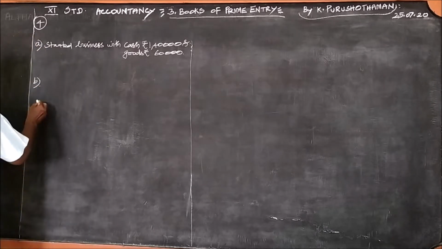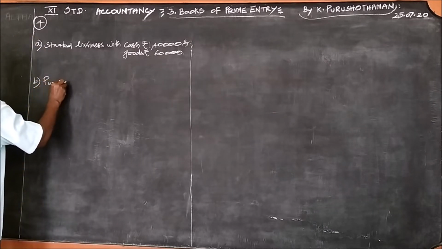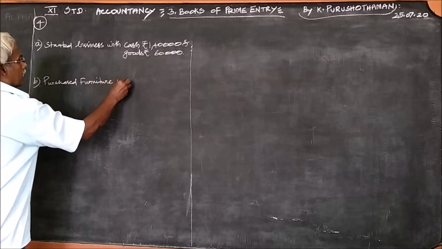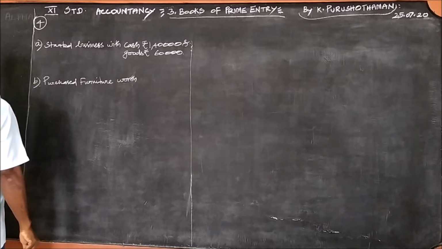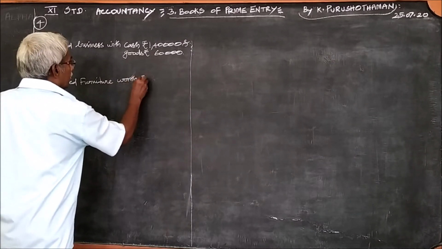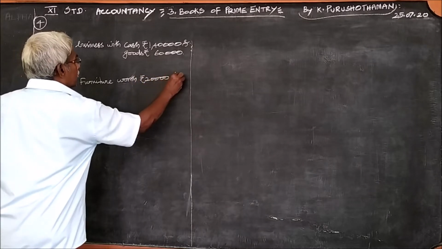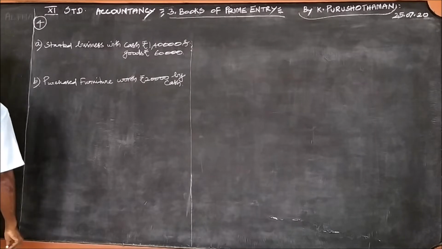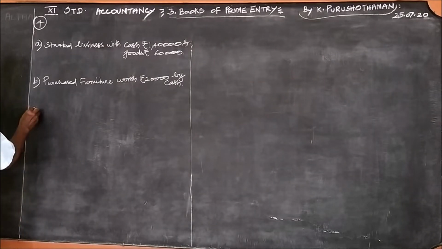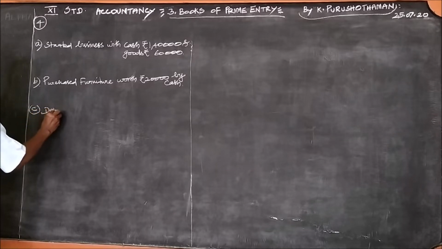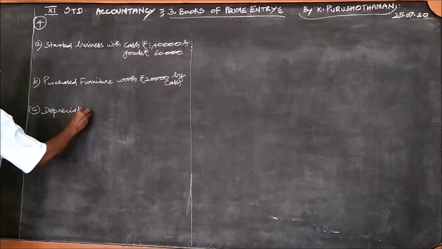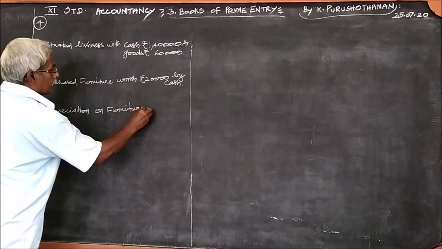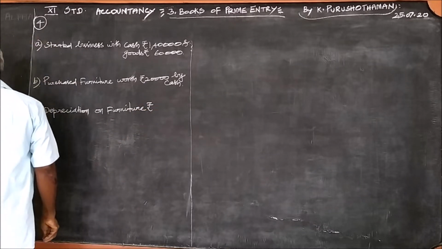B division, purchased furniture worth rupees 20,000 by cash. Depreciation on furniture rupees 800.